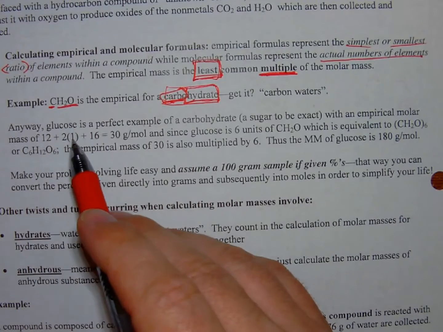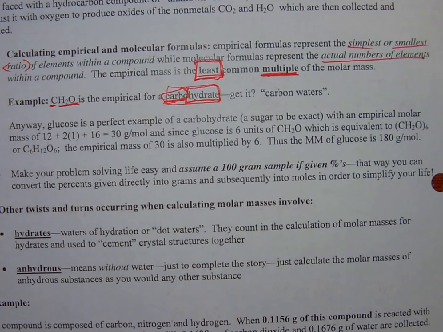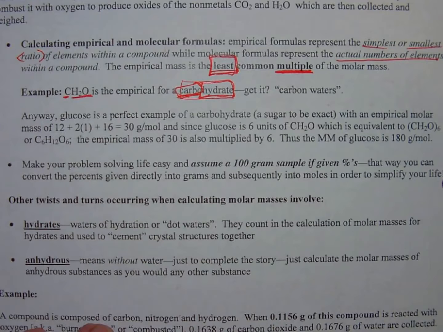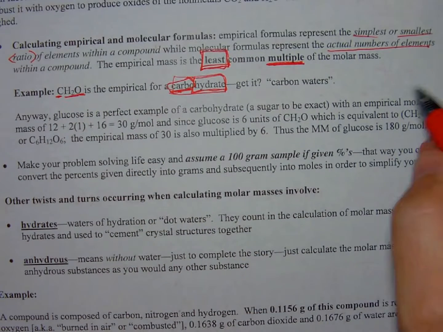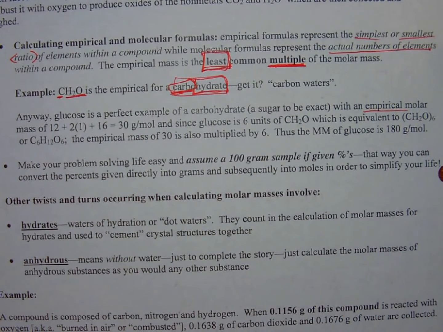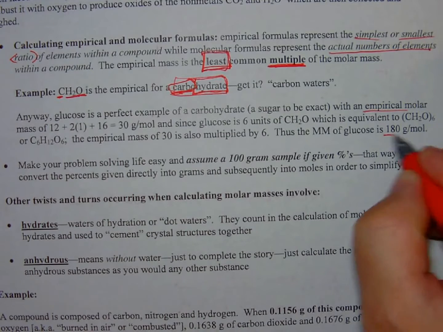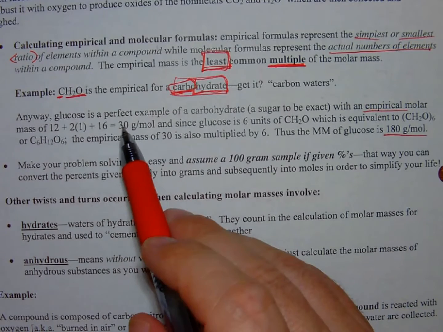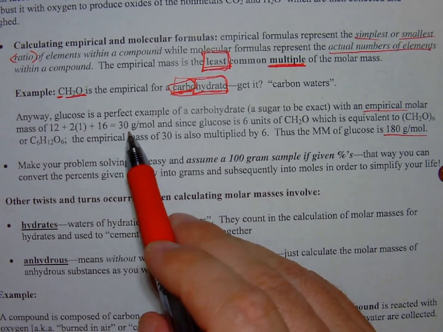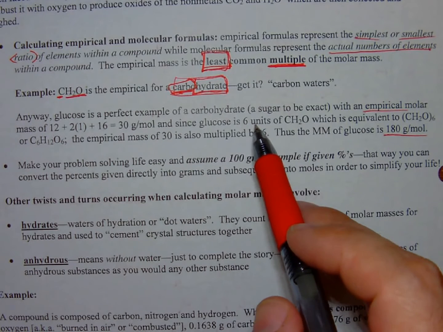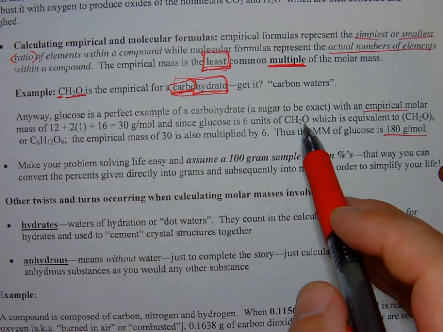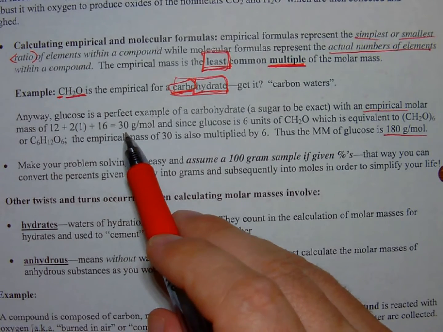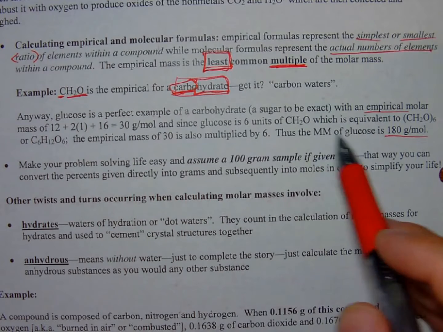Anyway, glucose is a perfect example of a carbohydrate. It's a simple sugar, and it should be very familiar to you coming out of biology, with an empirical molar mass of 30 grams per mole. The actual molar mass of glucose is 180. So since the empirical mass is 30, that means that glucose is 6 units of this CH2O, because the CH2O has a mass of 30. You need 6 of those to get to a molar mass of 180.